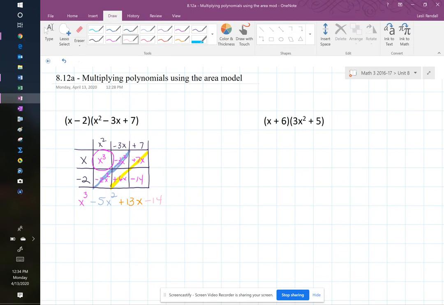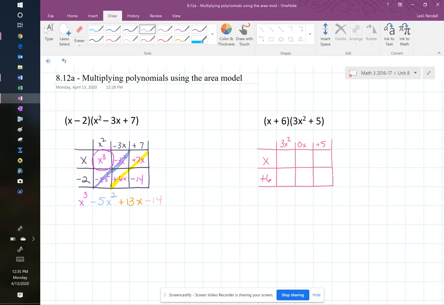So let's look at what happens when we're missing pieces. So here, I've got my x plus 6. But I want you to notice we're missing an x term. So I have 3x squared. I don't have any x. And then I have my 5. You need to fill in that space. It's important you include that space because, going back to the example before, your diagonals won't work if you don't fill in.